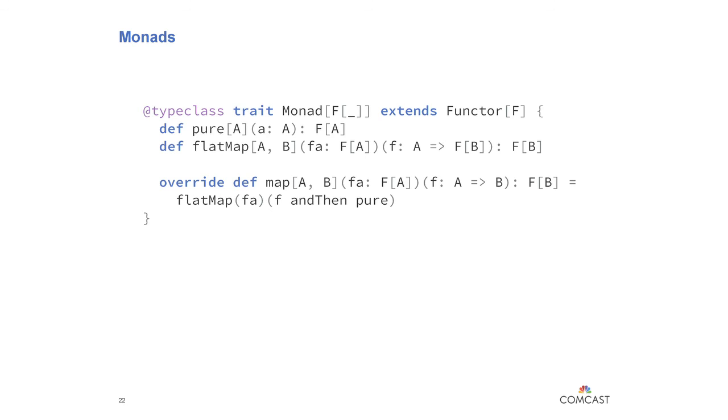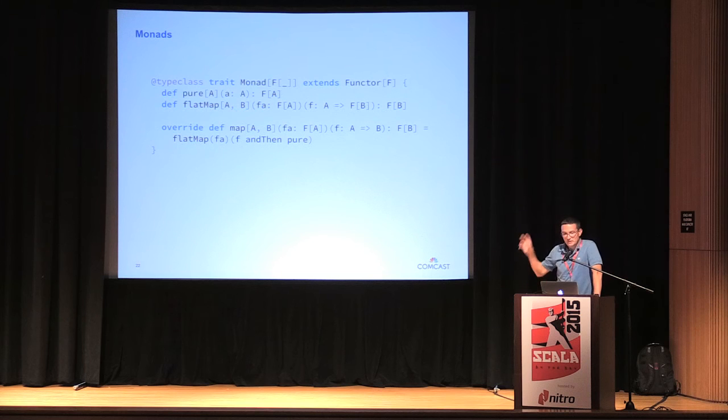And if we abstract over this notion of flat mapping and add this pure definition, we end up with the definition of a monad type class. I sort of promised myself I would never put a monad definition on a slide, so I apologize. But there are a couple things here that are interesting.